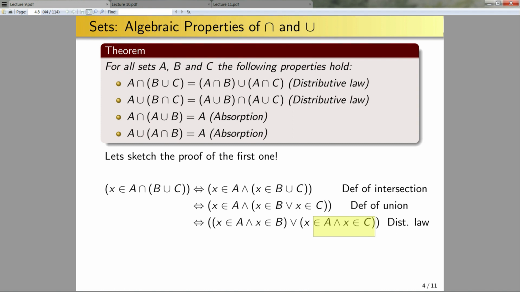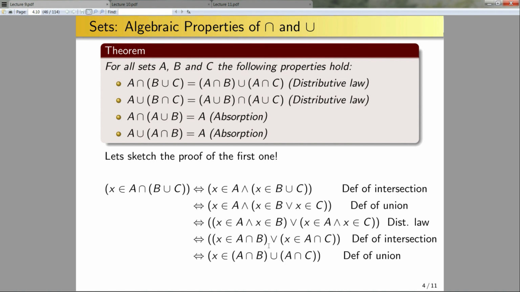Now this is very similar to this expression here. So now all I have to do is unpack the definitions of union and intersection. So unpacking intersection here and here gives me this, and unpacking the definition of union gives me this expression here, which is precisely what I wanted to show.